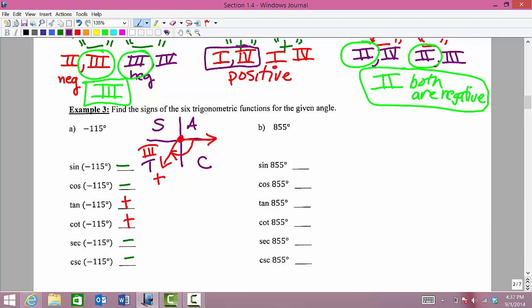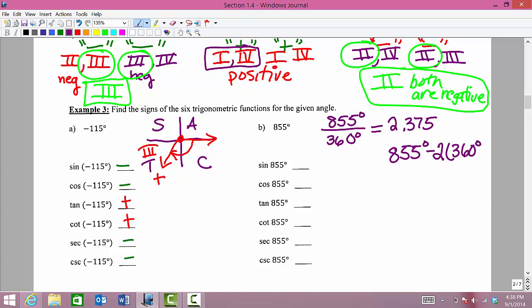For 855 degrees, we want to know first, what quadrant does the angle lie in? Let's use our shortcut. Let's divide 855 degrees by 360 degrees. That way we will know how many complete rotations we have. So 855 divided by 360 gives me 2.375. So I have two complete rotations.